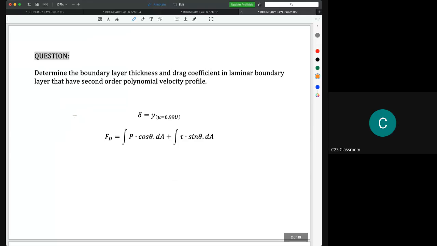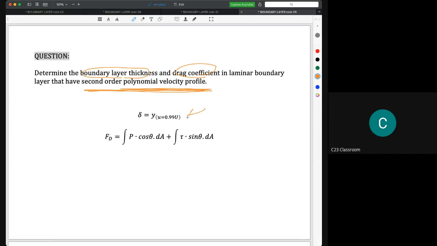Okay, let's say this is the problem: determine the boundary layer thickness and drag coefficient in a laminar boundary layer that has a second order polynomial velocity profile. I hope this is one example of a test and final exam question. We ask students to first prove the second order polynomial velocity profile, and after that calculate the boundary layer thickness and also the drag coefficient. This is the basic idea that we learned previously.